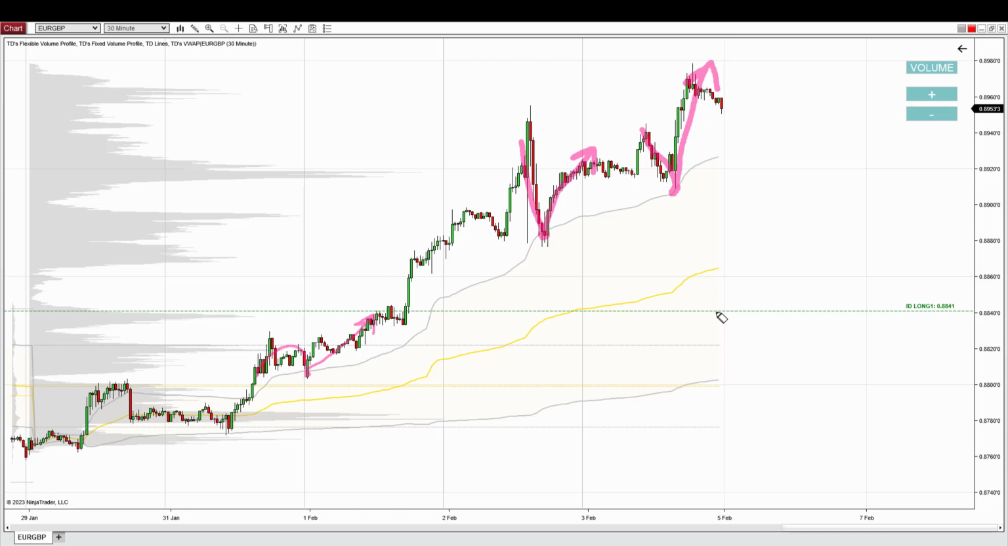VWAP is a very nice tool to have on your chart, especially when you combine it with volume profile indicators.